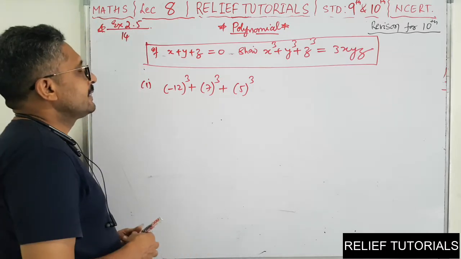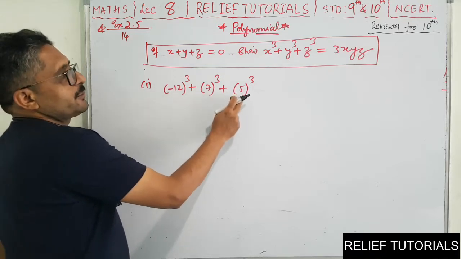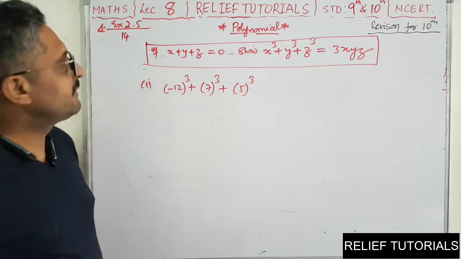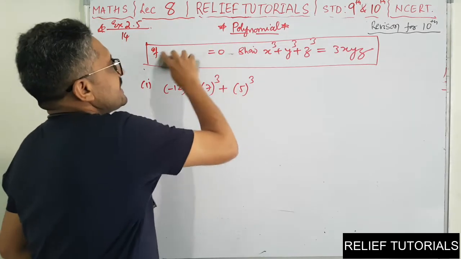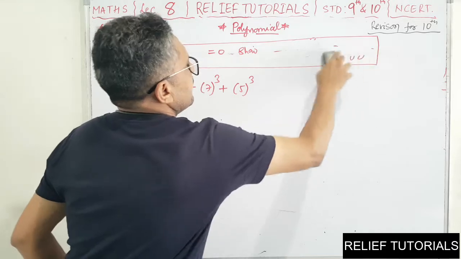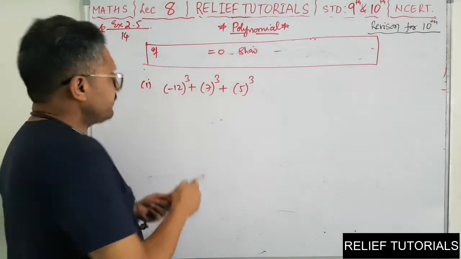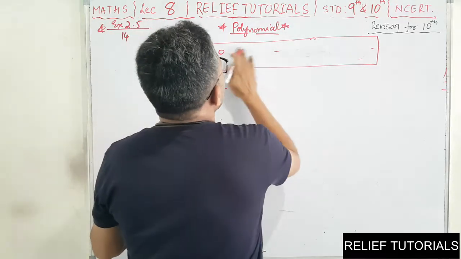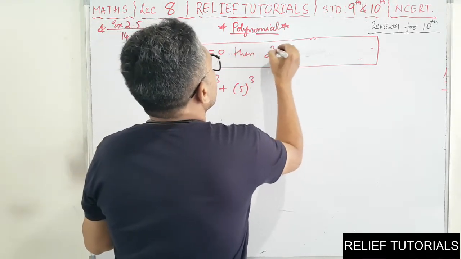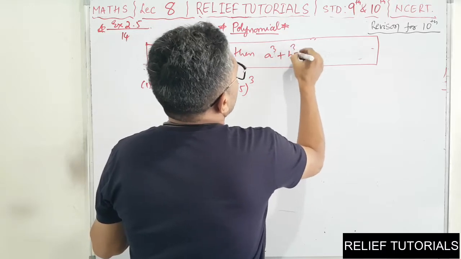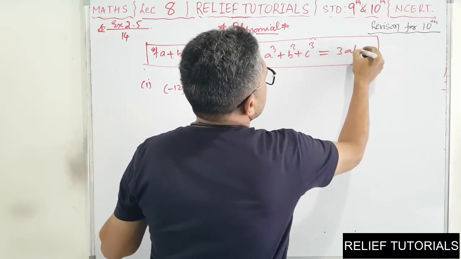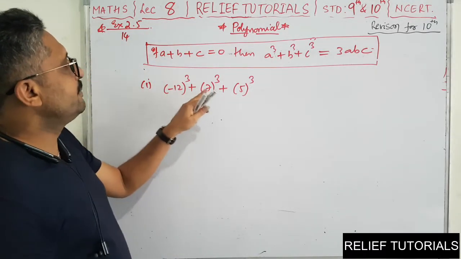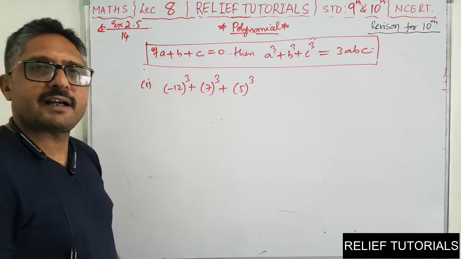But you see here, a cube plus b cube plus c cube. If I want to change this result, I can write in this manner. This is for your information only. If a plus b plus c is equal to 0, then a cube plus b cube plus c cube is equal to 3abc. We have proved this. So here you will take a equal to minus 12, b equal to 7 and c equal to 5.